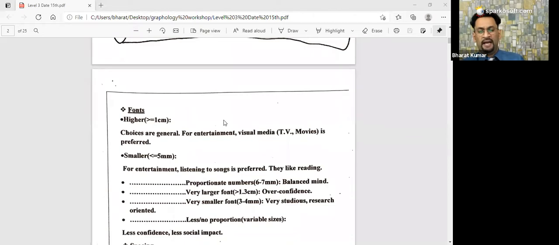So those people have a font size larger than or equal to 1 centimeter. They have very common choices in day-to-day life. Like if they are going for entertainment, they will just have movies. Why movies? Actually, they will look for a comfort zone in everything. Like if they are using a large size of font in the answer sheet, this is their comfort zone. They don't want to write more, but they want to fill more sheets.